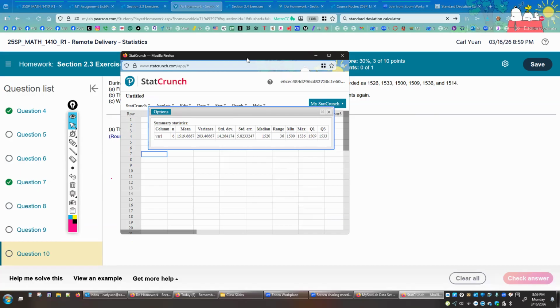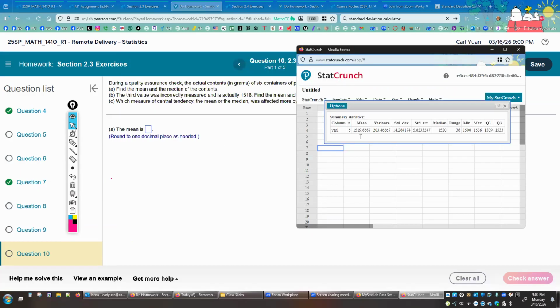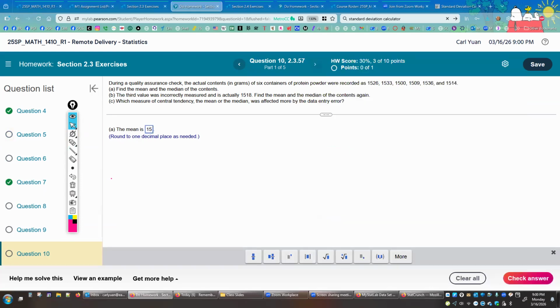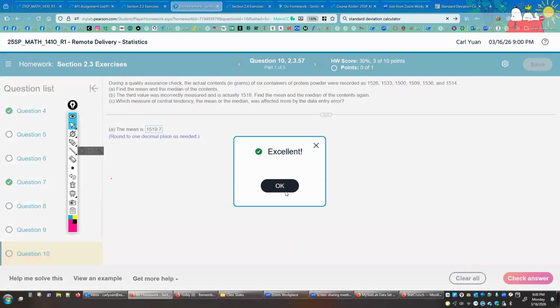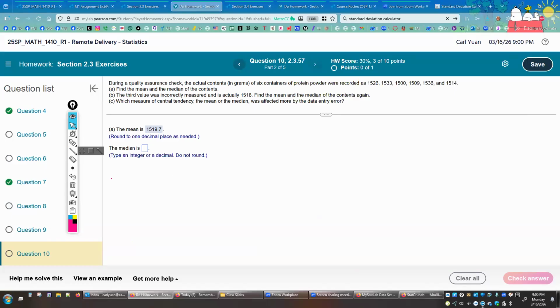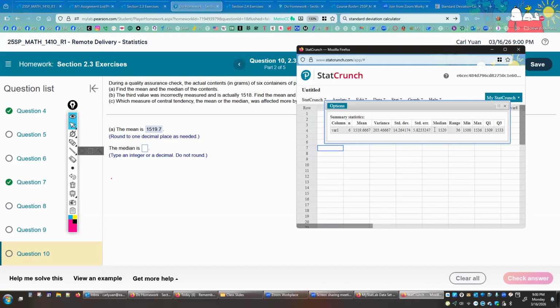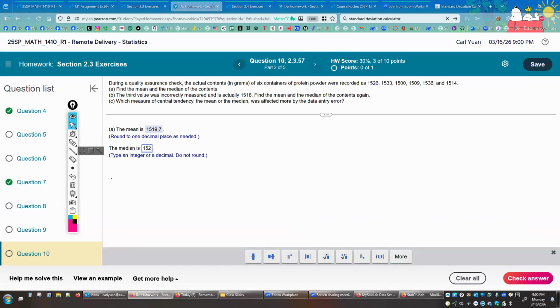So here's what we got. The mean is 1519.6667, and they want it to 1 decimal place, so I'm going to use 1519.7. Let's check that. And find the median. The median is 1520. And we check that again.